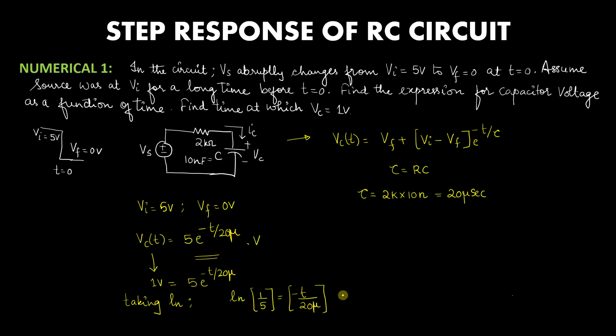So on rearranging and substituting, the value of t will be equal to minus 20 ln of 1 by 5, which is equal to 32.2 microseconds. The negative term disappears because I can rewrite this expression as 20 micro ln of 5 by 1. So that is how I get the result as 32.2 microseconds.